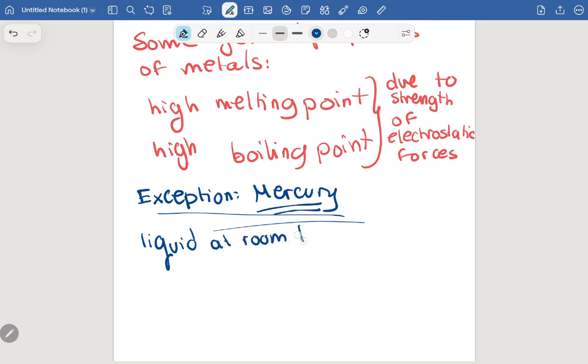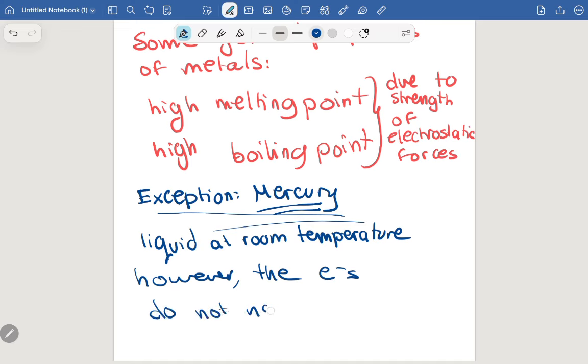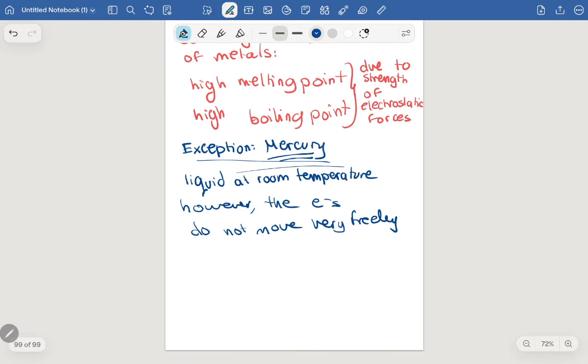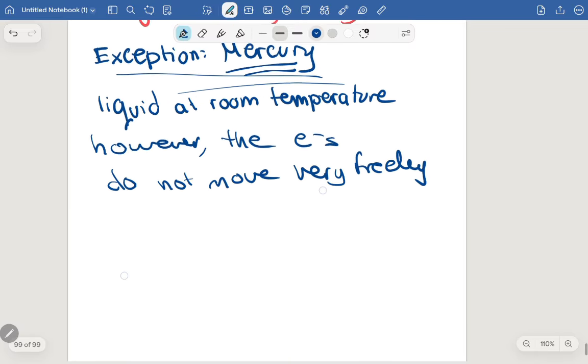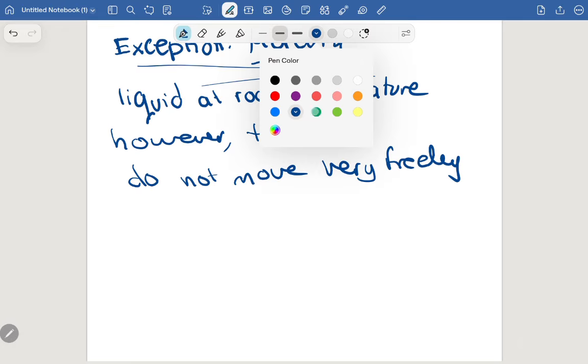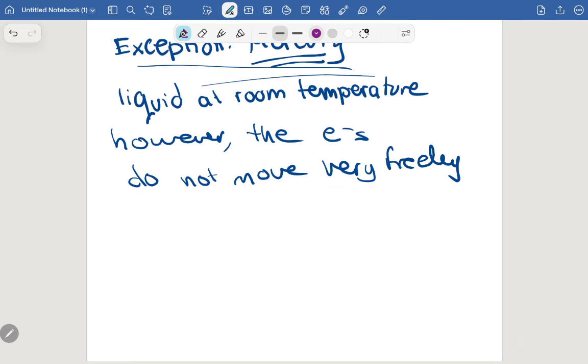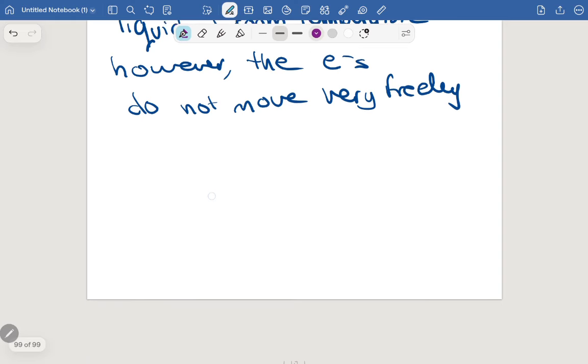And what can we also say about this? However, the delocalized electrons do not move very freely. Okay, so this is about the states of metal. Usually metals are solid, and for this only exception, which is mercury, we say that the delocalized electrons do not move very freely. Now, after this, we move on to conductivity.